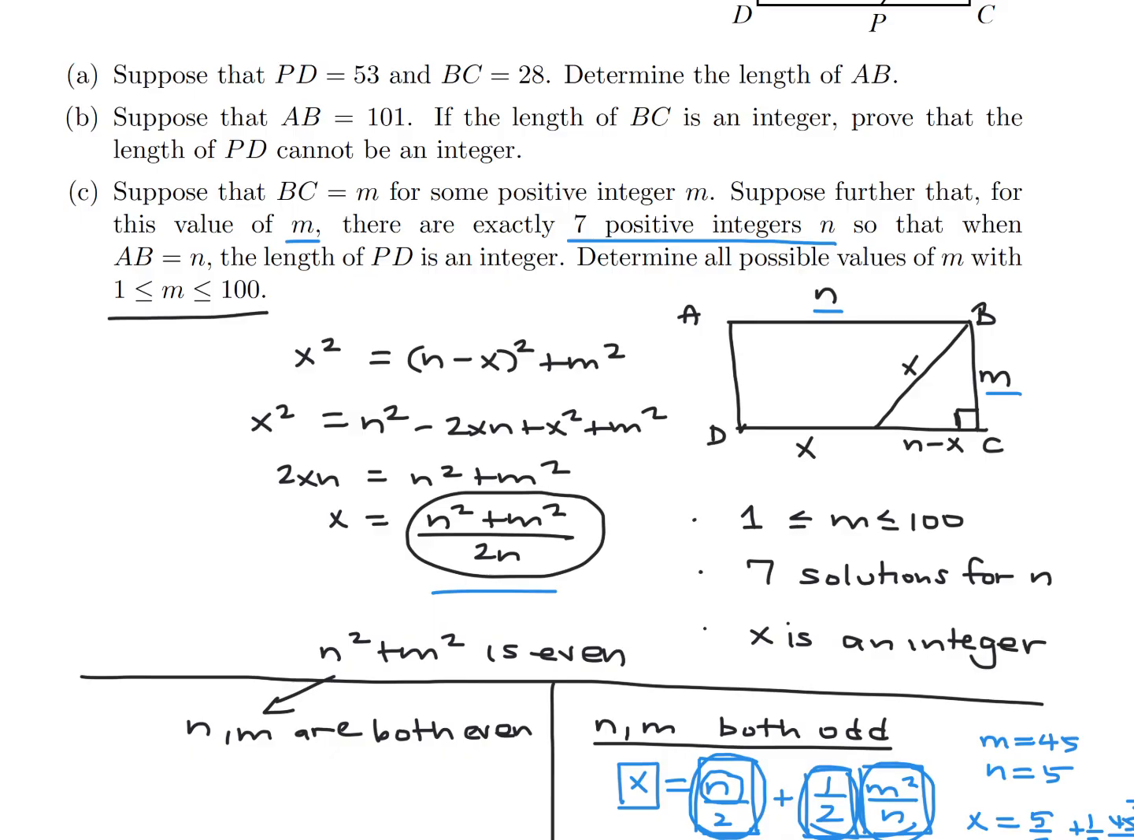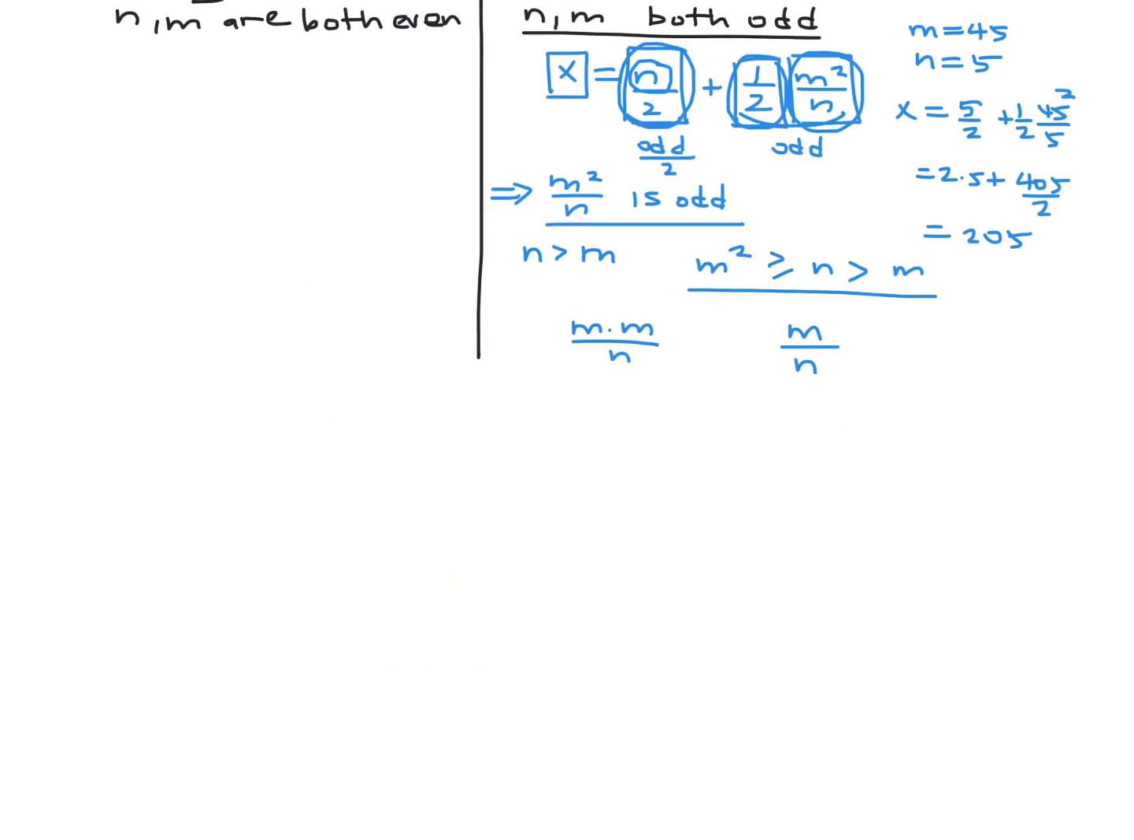ab is equal to n. BC is m. Okay, I got it. Let me explain this with an example. Let's say you have m over n, and m has 7 divisors that are equal to n.